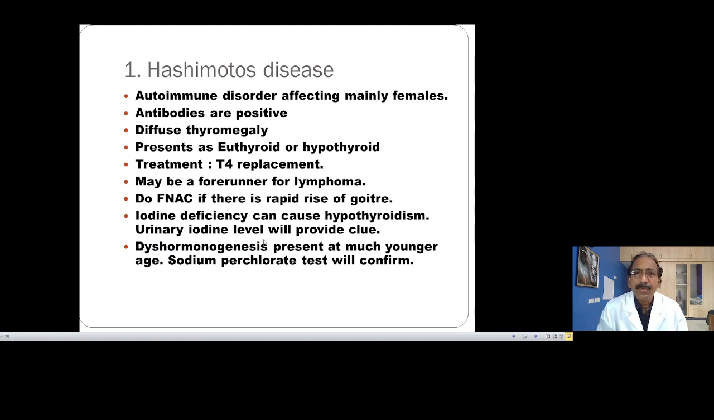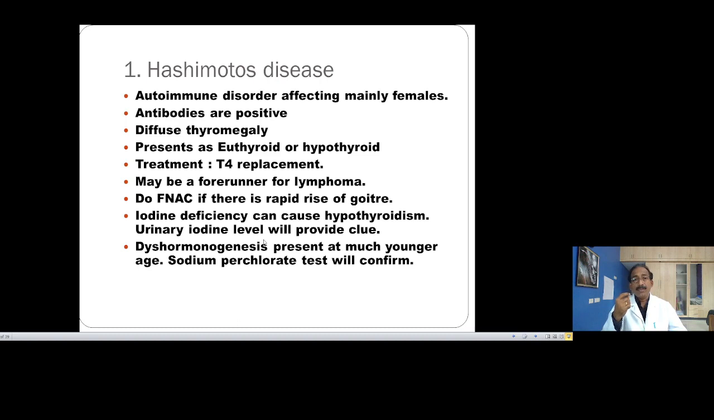And what is Hashimoto's, which is the commonest thyroid disorder? It's an autoimmune disorder affecting mainly females. Antibodies are positive, and diffuse thyromegaly sometimes presents as euthyroid. Many times they bring the daughter for evaluation for simple goiter. So it's just diffuse enlargement, a grade 1 goiter, and you check the thyroid function test, which is normal clinically and biochemically. And then sometimes they may be hypothyroid. So obviously treatment is T4 replacement.